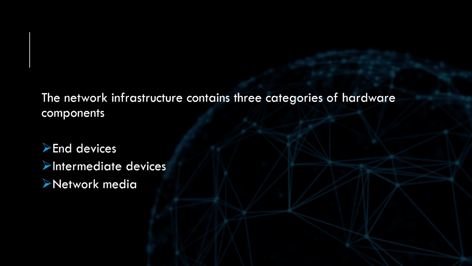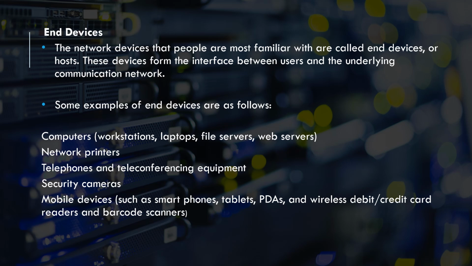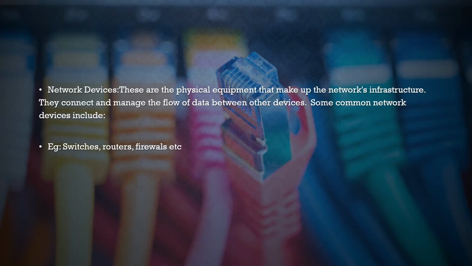Network infrastructure contains three categories of hardware components: end devices, intermediate devices, and network devices. End devices form the interface between users and the communication network, for example computers, printers, telephones, mobile phones, tablets, etc. Network devices are the devices that connect and manage the flow of data among different devices. We will be studying devices in detail further.